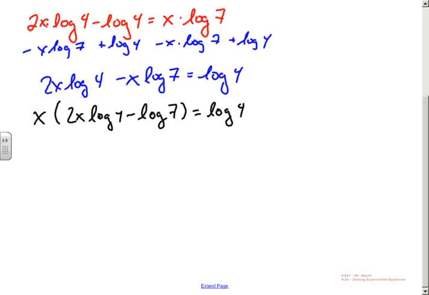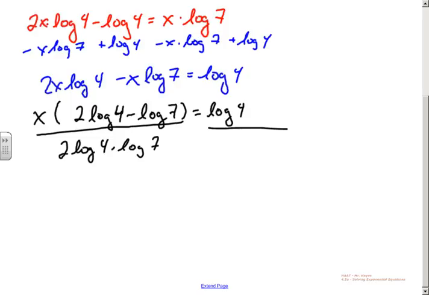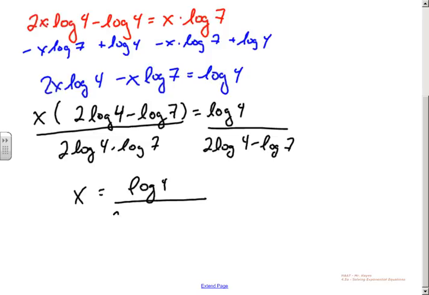Except that Mr. Hayes miswrote this. Nicely done, sir. All right, so let's fix this. There's a 4, and then there's a 2 here. Divide both sides through by this whole entire number, so the 2 log 4 minus log 7. So then x is going to equal the log of 4 divided by 2 log of 4 minus log 7.